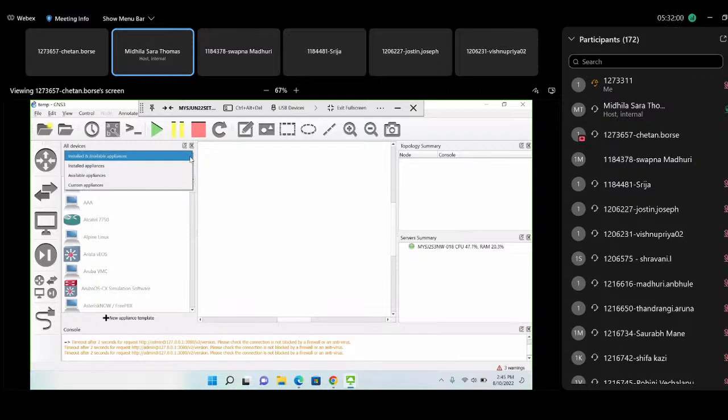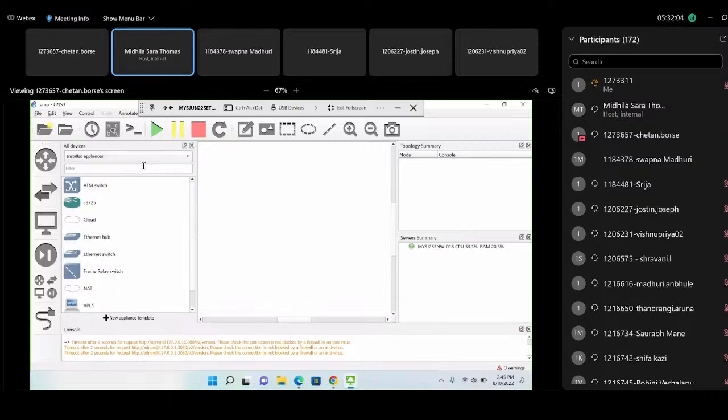Click on installed appliances. Scroll down. Do you see Ethernet switch router anywhere? No. Guys, this is the way you can check whether you have the Ethernet switch router. Is it clear up to this for everyone?